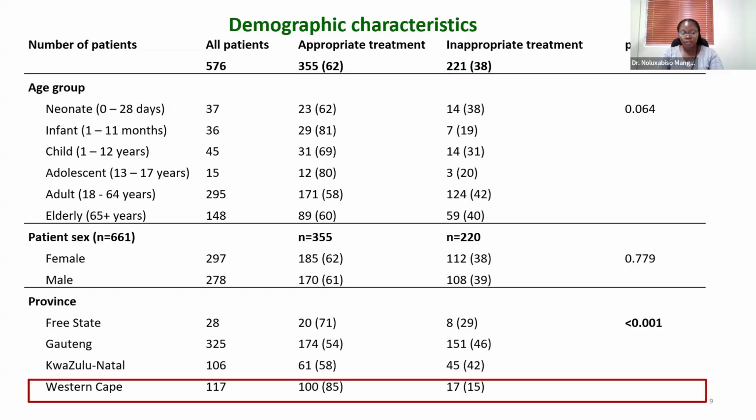Now, when we focus on the provinces that these patients were treated in, Gauteng accounted for the largest share of patients in this cohort, reflecting either a higher burden or reporting from this province. In contrast, the Western Cape had the lowest proportion of patients receiving inappropriate treatment at 15% compared to the other provinces. This suggests relatively better adherence to appropriate treatment practices in this particular province.